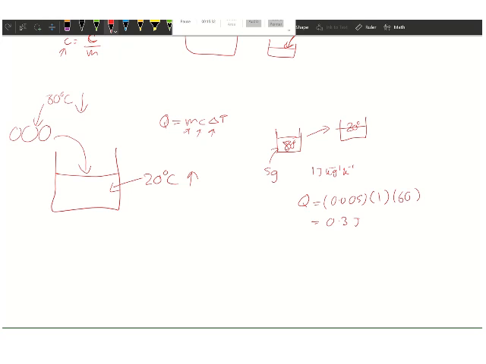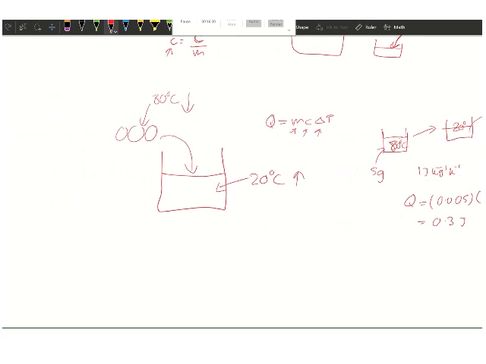Which means that the water lost 0.3 joules of heat, an equivalent amount of 0.3 joules, when the coffee cooled down from 80 degrees to 20 degrees, which means that 0.3 joules of heat has been dissipated or lost to the surroundings.